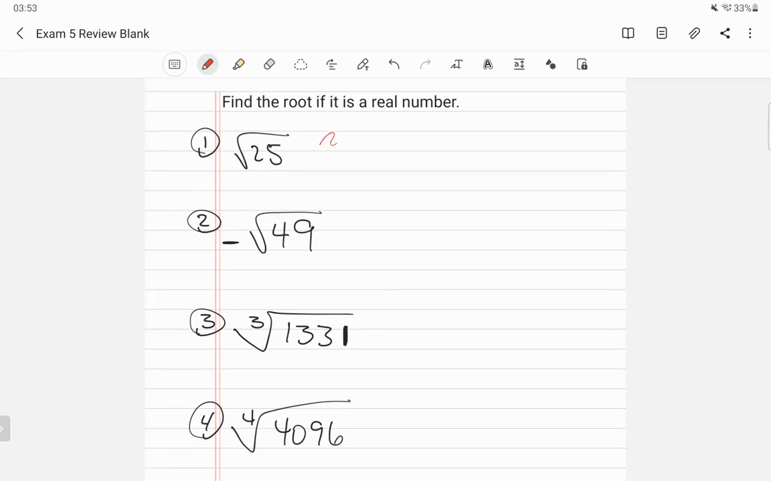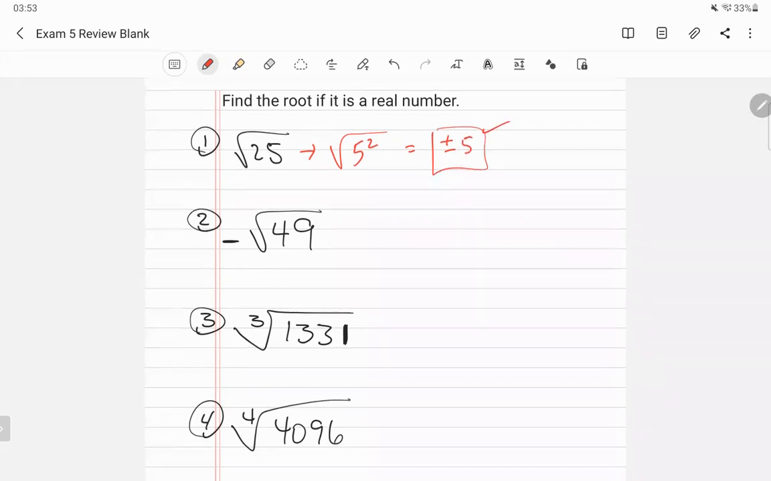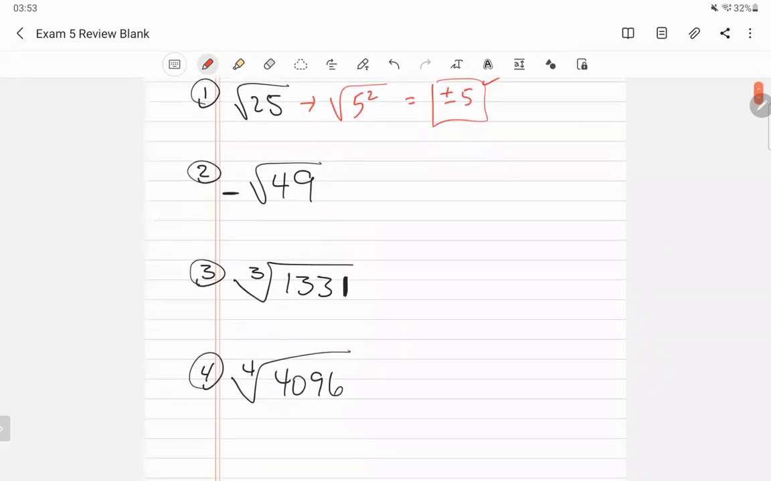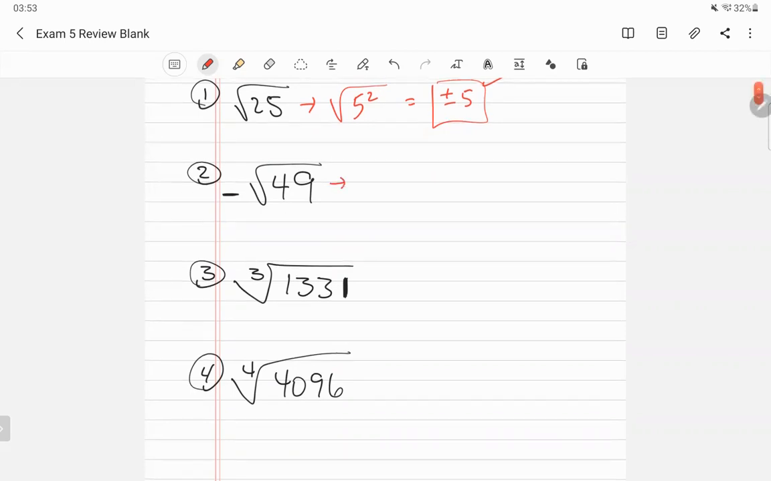So remember, we want to figure out the perfect square, so that would be 5 squared. We have a match between our index and our exponent, so we can just do plus or minus 5 for this one. It's an even index, so we can do the plus or minus, whereas with the odd indexes, we want to leave the sign as is, depending upon what they give us. Now here, we have a negative outside, so we'll just go ahead and leave it as a negative. So that's going to give us a -7.